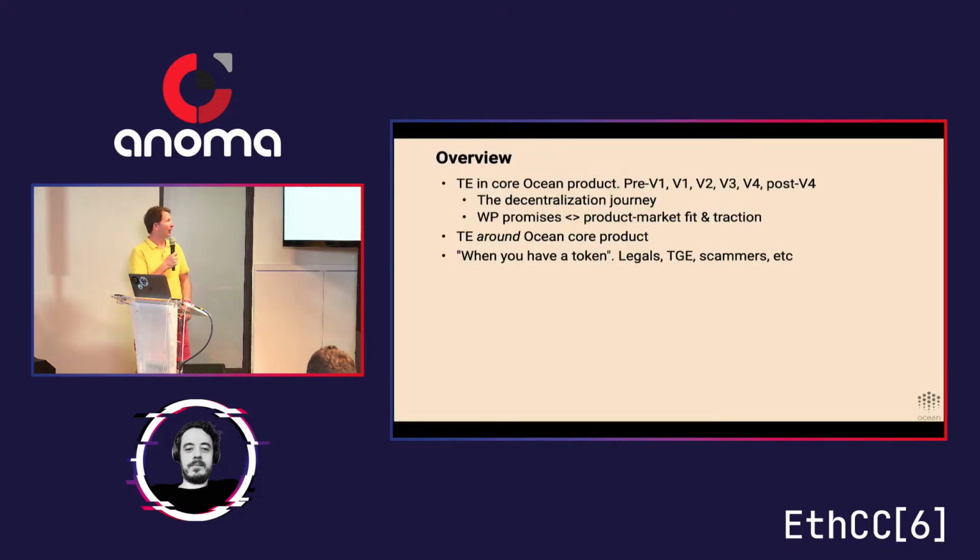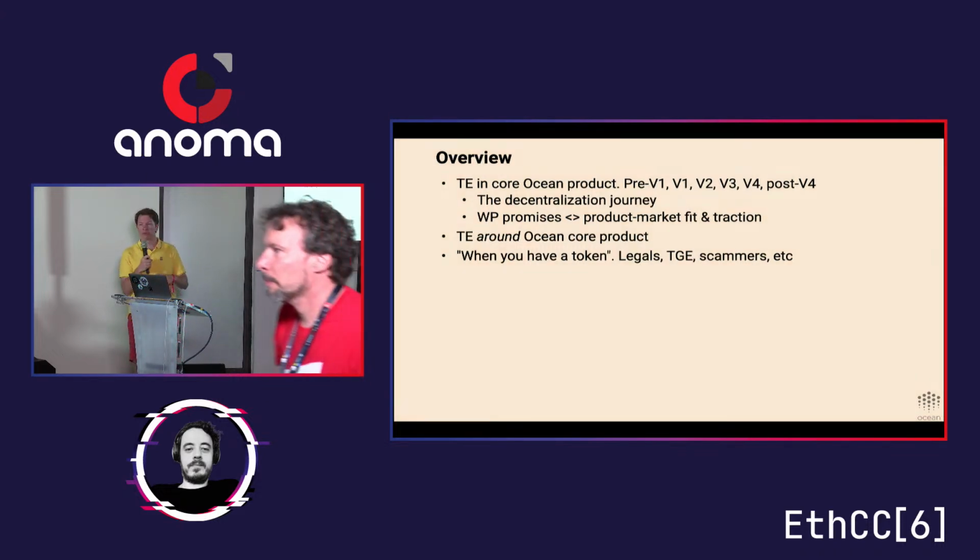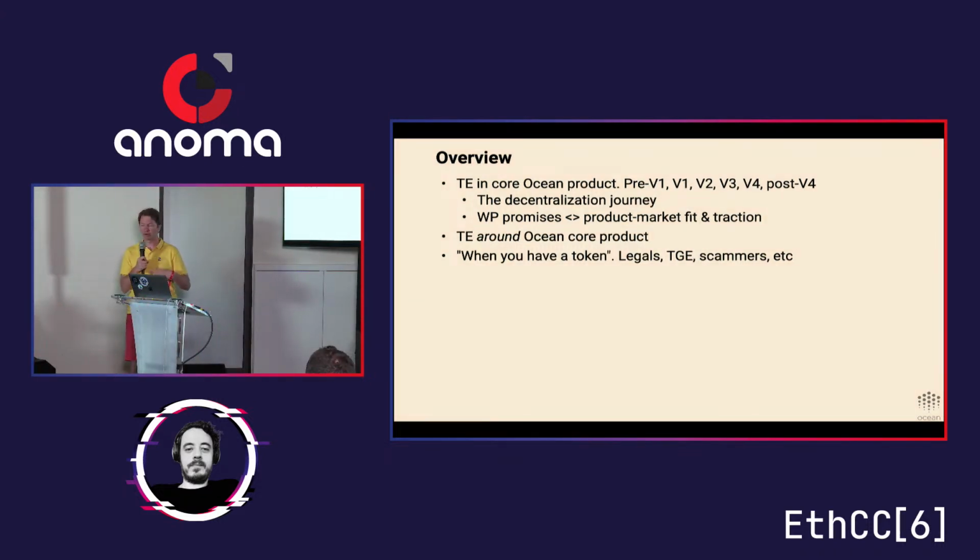So with this, a quick overview of what I'll talk about. Token engineering in the core of the Ocean product, from everything before our V1, then going through our V1, our V2, our V3, our V4, and where we are now, which is post V4, and the decentralization journey. In our case, it wasn't straight out everything decentralized at once, and as well, how do you reconcile the promises of the white paper and the people who believed in it early on, compared to hitting product market fit and traction.